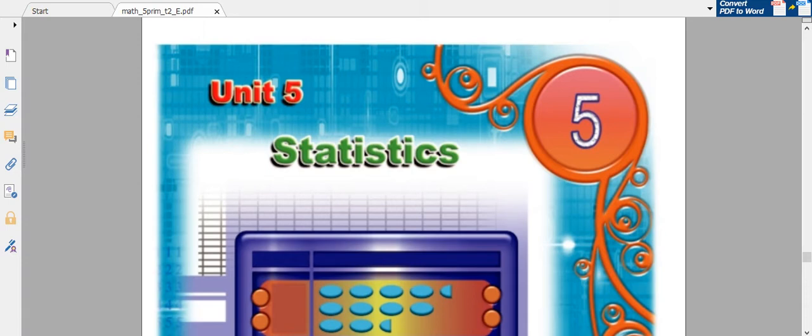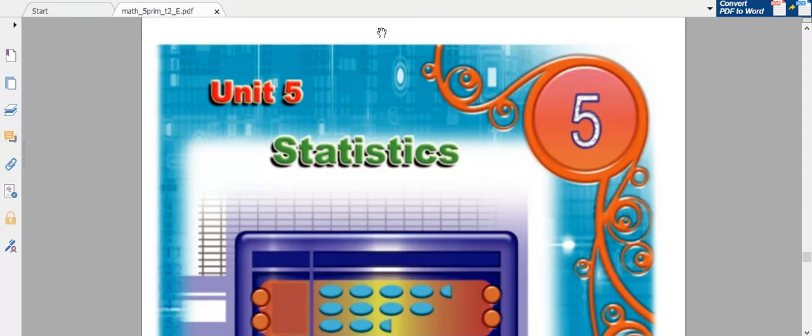We arrived to our last unit, Unit 5, Statistics. In this unit, we will have 5 lessons. First one is collecting data. Second one is organizing and displaying data. The third one is reading tables and line graphs. Fourth one, representing data by the histogram and the frequency polygon. The last one, the fifth, representing data using the bar graphs.